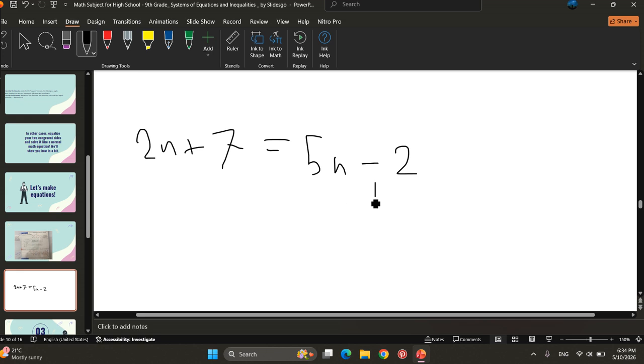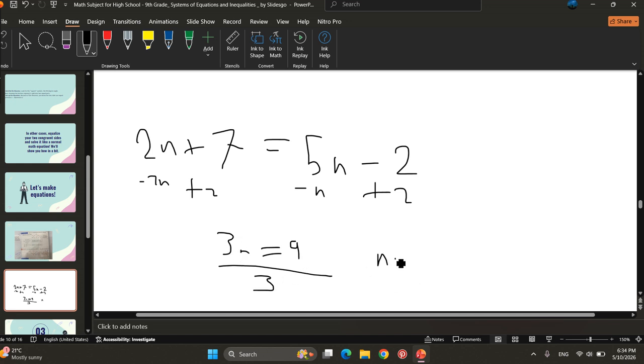Now you just have to solve this normally, so plus 2, and then you're going to minus 2n, minus 2n. You're going to be left with 3n is equal to 9. Now all you have to do is get rid of the 3, so you're going to divide both sides by 3. Then 9 divided by 3 will be equal to 3. So your n here is going to be 3.